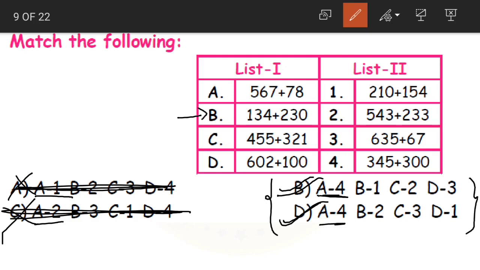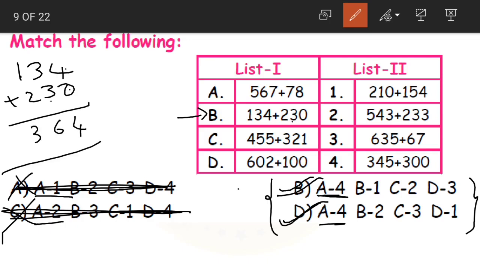Now moving on to B. 134 plus 230. 4 plus 0 is 4, 3 plus 3 is 6, 1 plus 2 is 3. 364. Now look at option B. Again, why are we not looking at option A, children? In option A, it is saying that A is equal to 1. We know that A is equal to 4. So this is the wrong option. That is why we are going for only B and D.